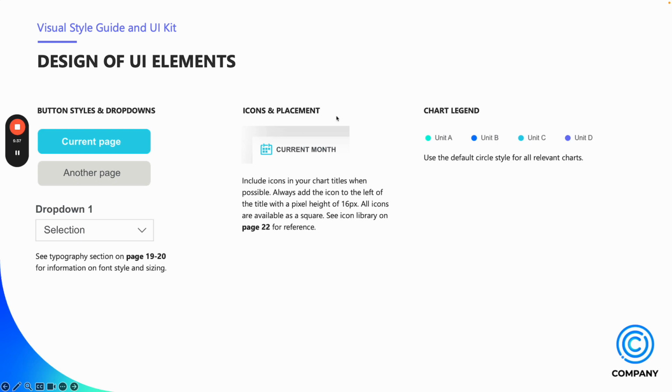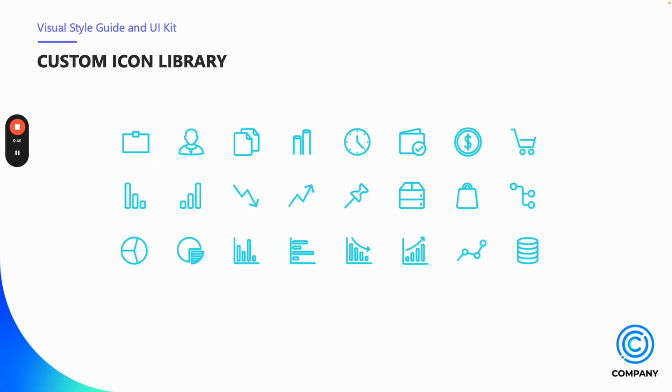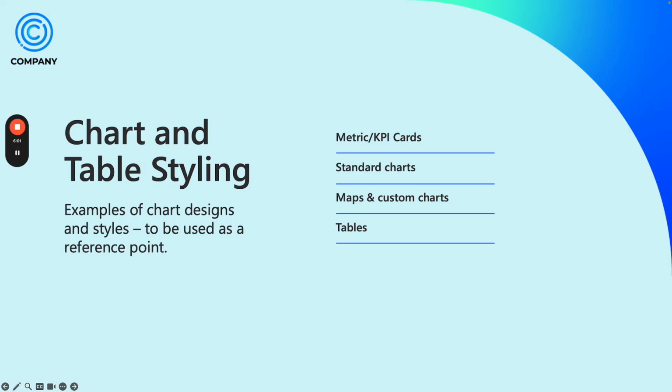Also placement of icons on the dashboard, your legend design and everything like that can go here. And you can also show your custom icon library if you're using one. And if not, at least show an example here of the icon style that should be used throughout your reporting. And the third section that we recommend, the third and final section, is a section on chart styles. So the idea here is to provide some example designs or mock-ups of individual chart designs for your developer to use to build the theme.